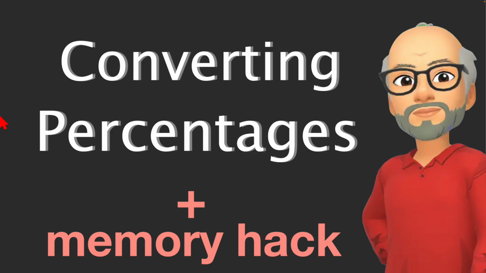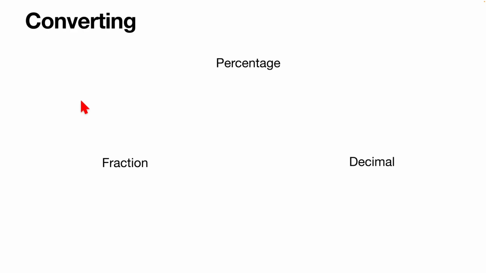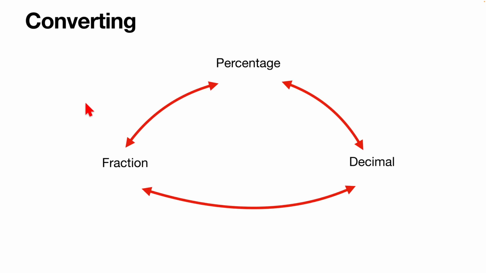Converting percentages. This always crops up at some level. You should be able to convert between percentages, fractions and decimals very easily. For example, you should know that 50% is equal to a half and is equal to 0.5. But how do we do this?